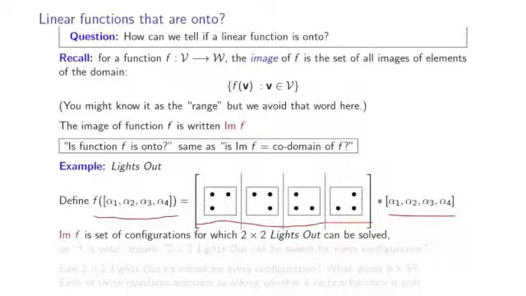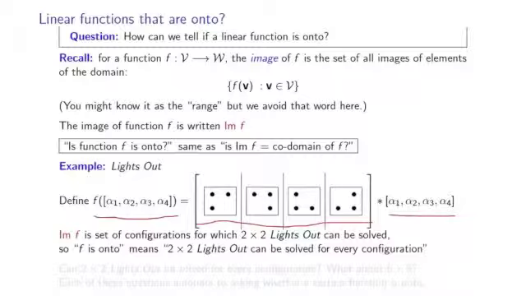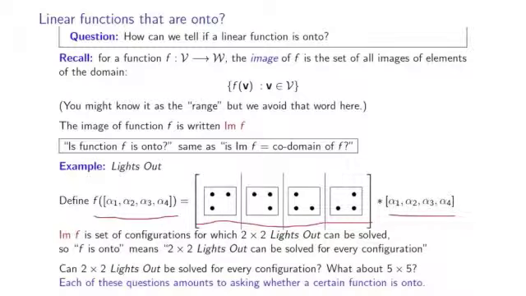Then the image of that function is the set of all configurations that can be expressed as linear combinations of those columns. So saying that the function f is onto means that every configuration can be written as a linear combination of the button vectors. That is, every configuration of 2 by 2 Lights Out can be solved. Is this true? Can 2 by 2 Lights Out be solved for every configuration? And what about 5 by 5 Lights Out? These questions amount to asking whether a particular linear function is onto.